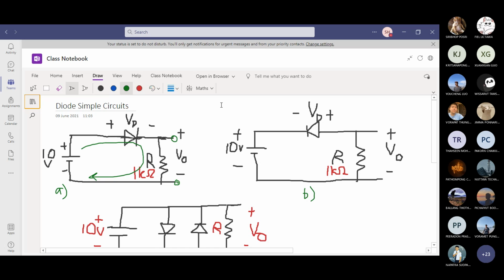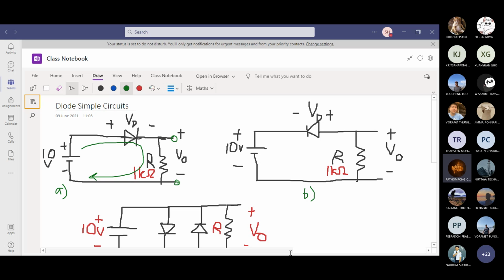VD is 0. We told VD is 0. Minus 10? V out is minus 10 or plus 10? It will be plus 10 from the equation. V out equals 10 minus 0, 10 minus VD. So V out is 10.